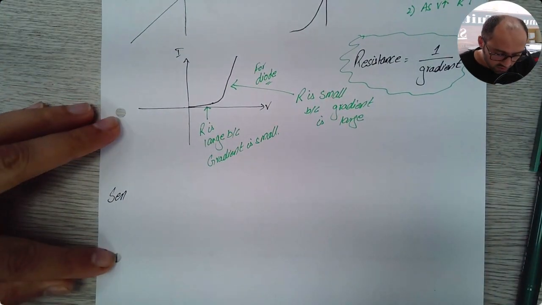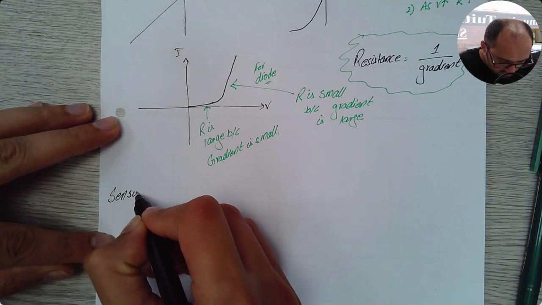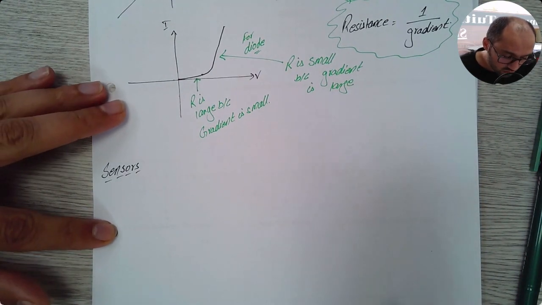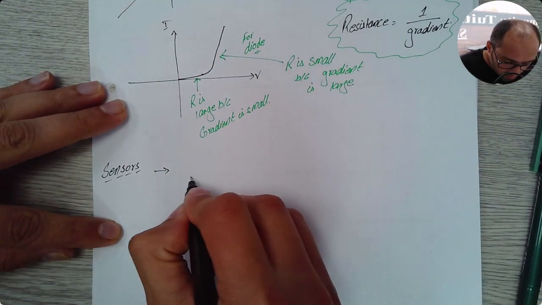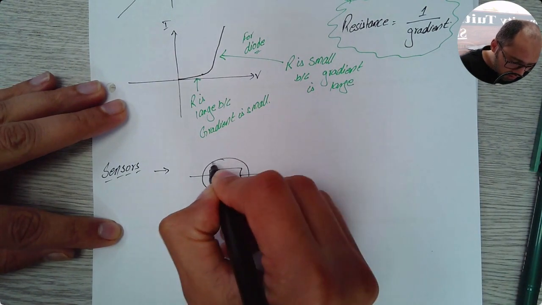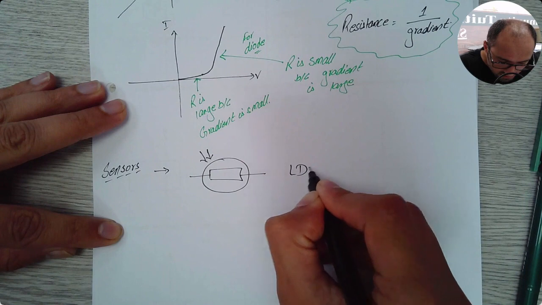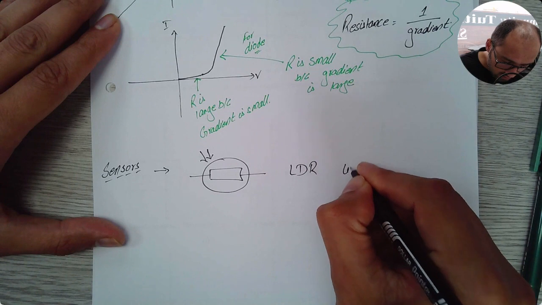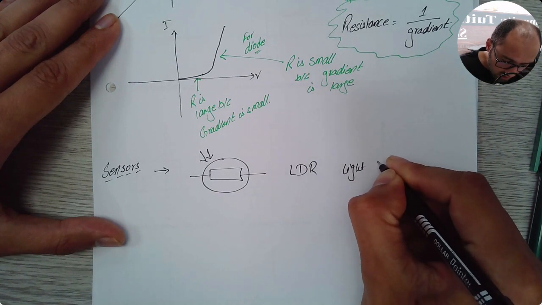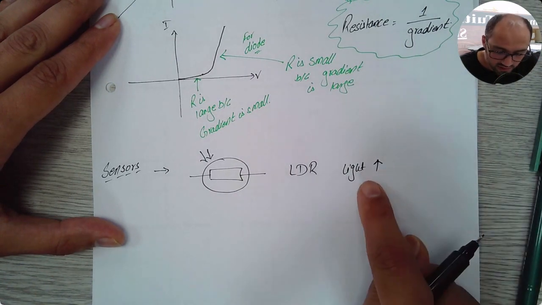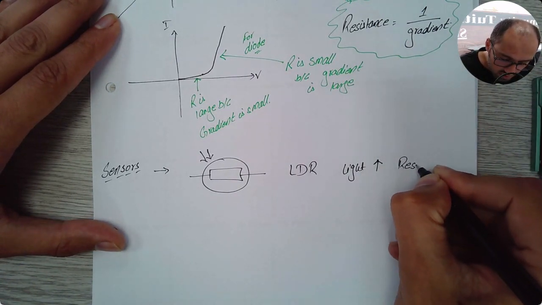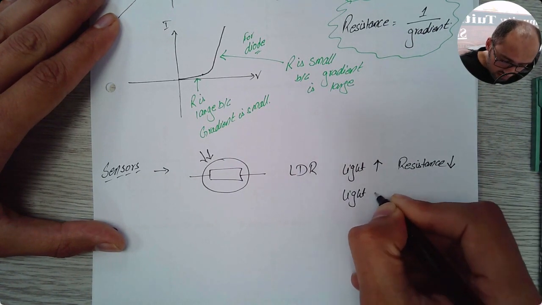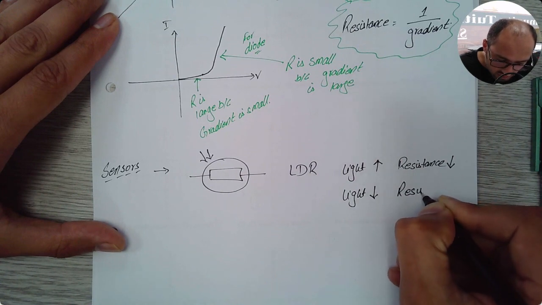The next bit that we need to know is the sensors. So circuits which have sensors installed in them. There are two sensors that you need to know. One has this symbol, and this is what we call an LDR, light dependent resistor. So you need to remember, in the presence of light, or when light increases, my resistance will decrease. If light decreases, then resistance will increase.